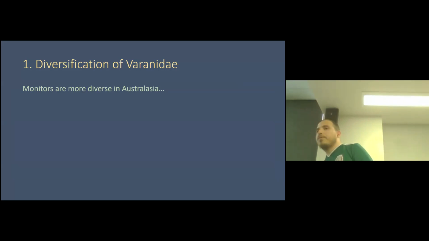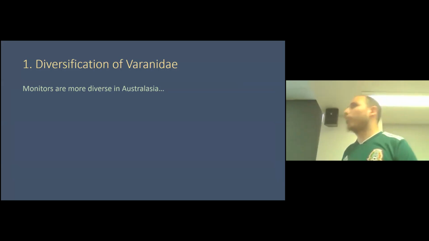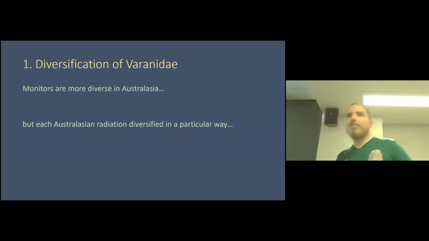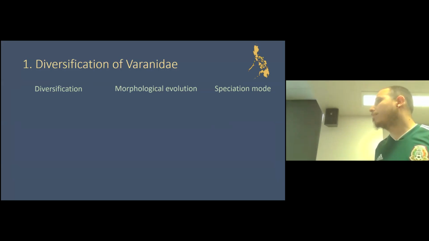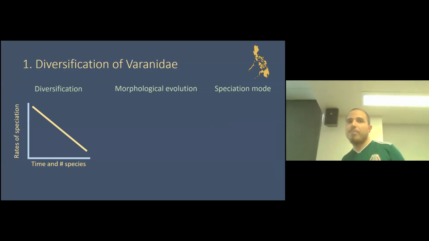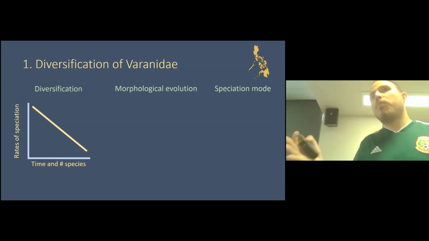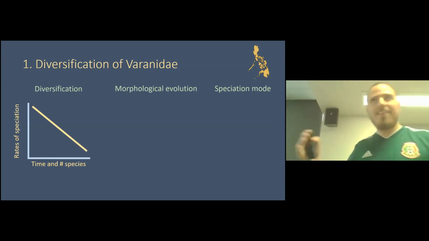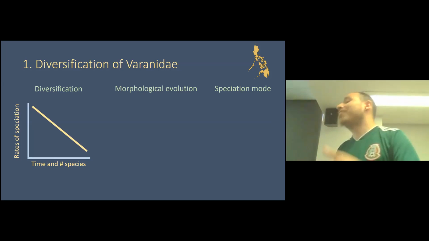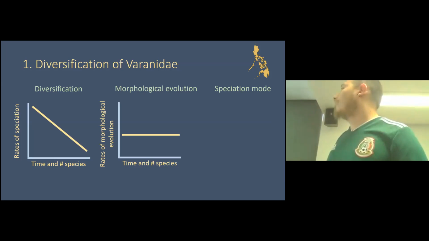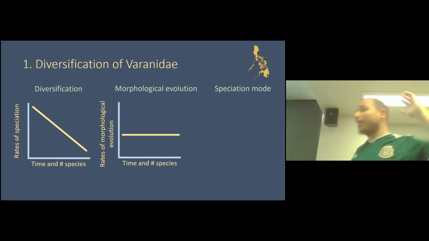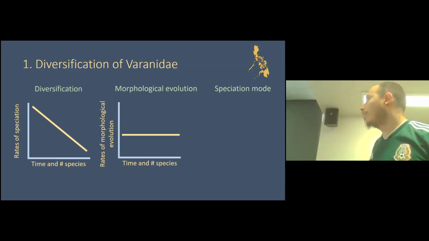So monitors appear to be more diverse, both in number of species and in morphology, in Australasia. But it seems like each of these Australasian clades has diversified in a particular way. First we are going to look at the Malaysian clade, which is mainly found in the Philippines. We found that the rates of speciation are negatively correlated with time and the number of species. So as the diversity in this group increases, species are forming more slowly, probably because of increased competition. When we look at the rates of morphological evolution, there's no relationship at all with time and the number of species, so they are pretty constant overall.